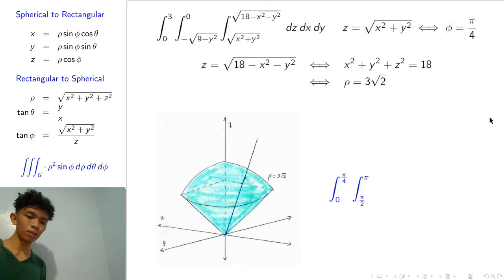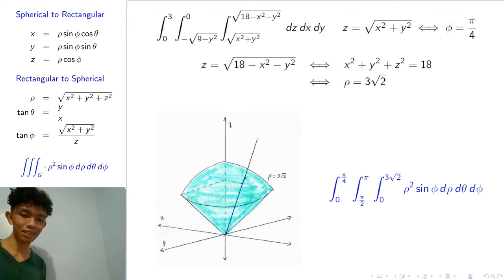For rho, the entry point is still the origin, so you have 0. Exit point will be through rho equal to 3 square root of 2. So this is your rho. We don't have an integrand, so no conversion needed here. We just go and get rho squared sine phi d rho d theta d phi as your final answer.